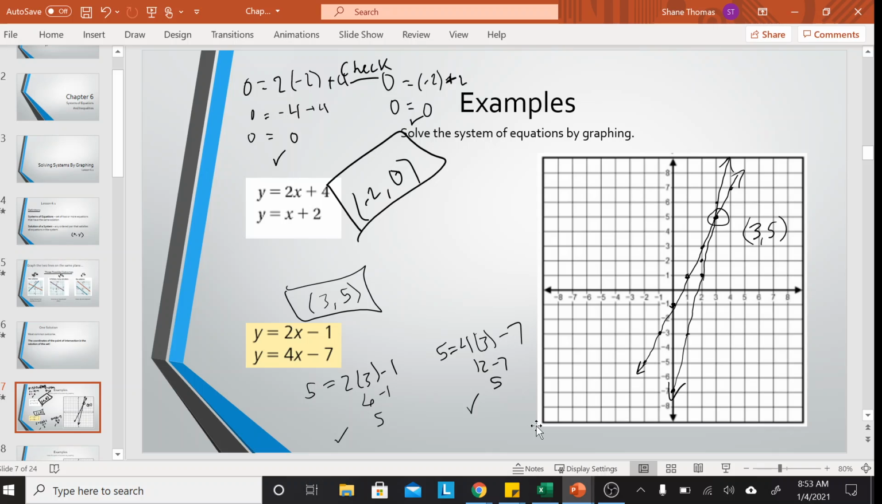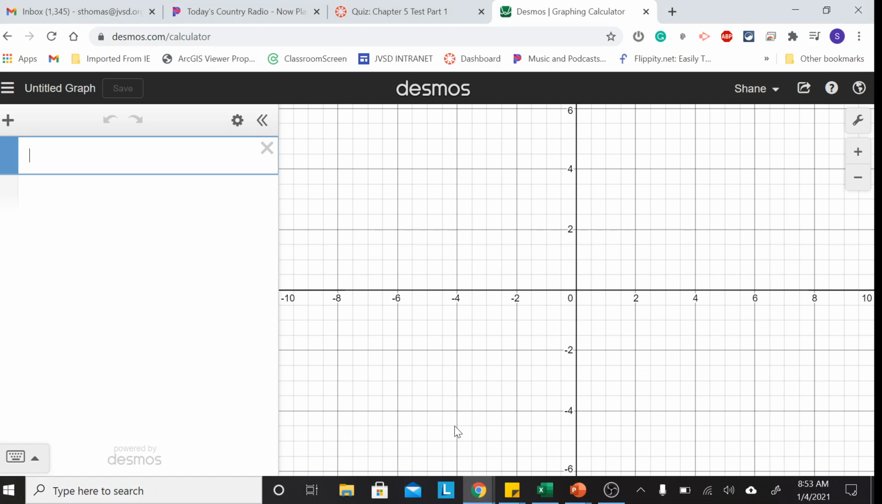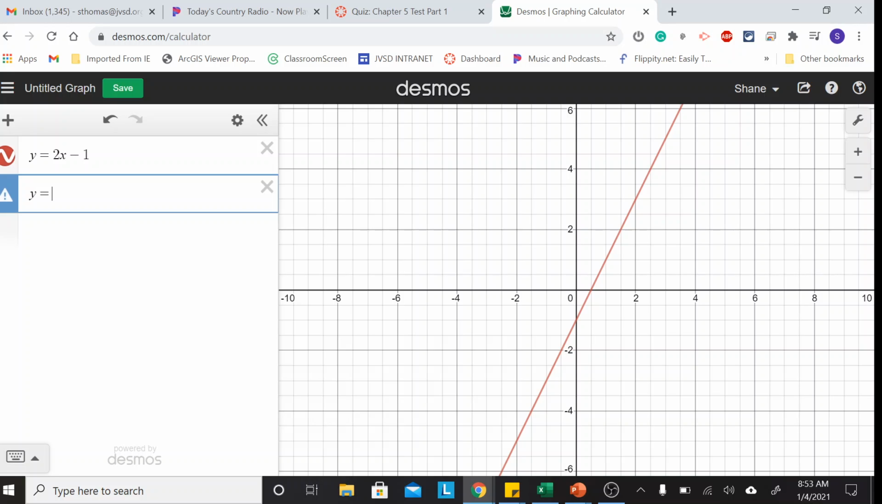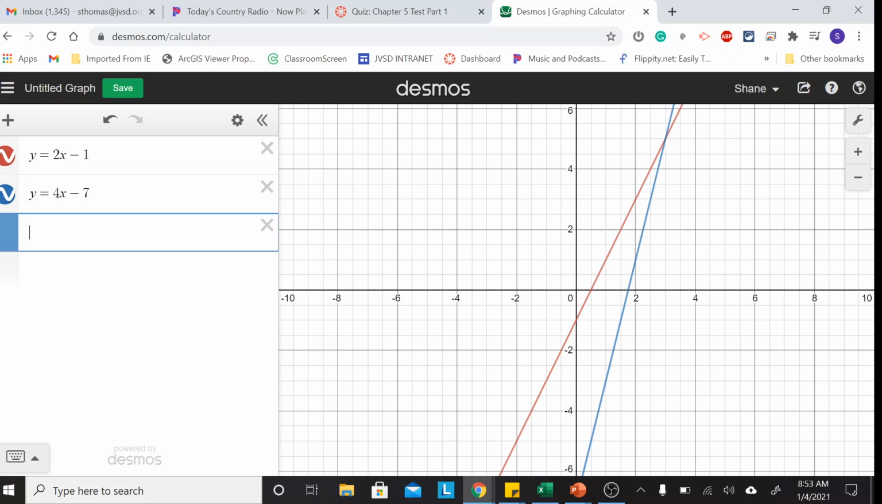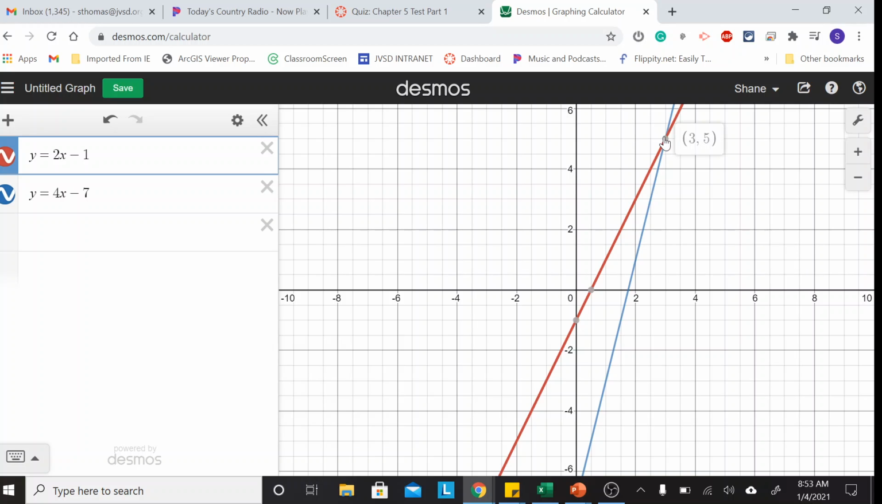Maybe it's not working out very well for you, or you're having a rough time. If you go to Desmos here, type it in. Y equals 2x minus 1. Y equals 4x minus 7. So there I have my two lines. Now if you come over here and click on this, they obviously intersect here, right? Just click on one of these lines once. It highlights that point for you. Okay, so you can use that to check.